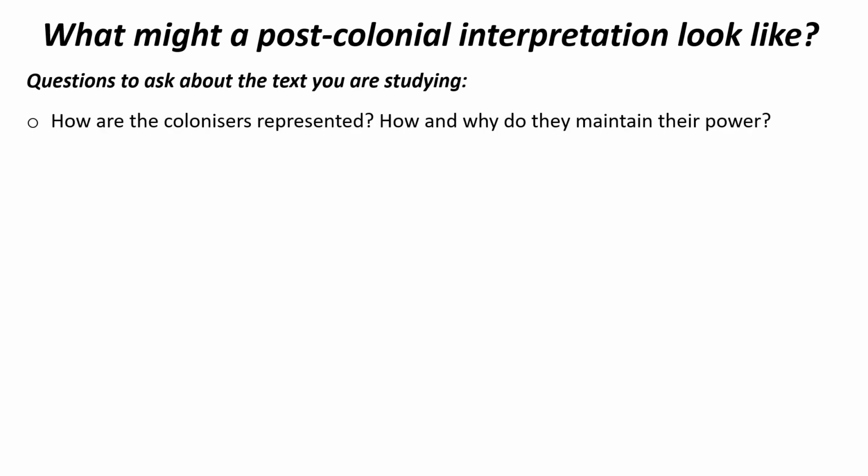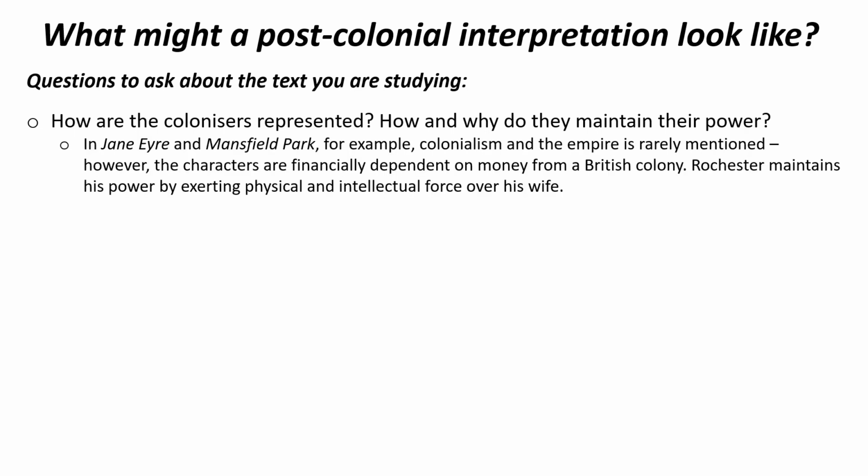So firstly, have a think about how the colonisers are represented. How and why do they maintain their power? So for example, in Jane Eyre and Mansfield Park, colonialism in the empire, as I've said already in this video, is rarely mentioned. However, the characters are financially dependent on money from a British colony, and Rochester maintains his power by exerting physical and intellectual force over his wife. I haven't put it there on the screen, but also there's economic power because Rochester has taken his wife's dowry, his wife's money, and he's in control of that, so she can have no financial independence within the text.